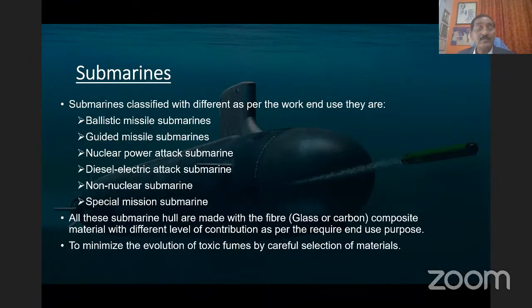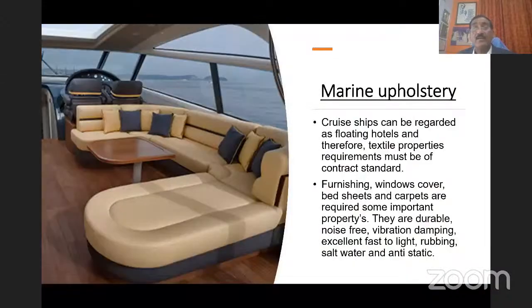And the submarine applications are, again, in the defense application in the marine side. Submarines are classified differently as per the work and use: ballistic missile submarines, guided missile submarines, nuclear power attack submarines, diesel electric attack submarines, non-nuclear submarines, and special mission submarines. All these submarine hulls are made with fiberglass or carbon. In most applications nowadays, carbon fiber composite materials are used with different levels of contribution as per the required end use purpose, to minimize the evolution of toxic fumes by careful selection of the materials in submarine applications. And even in the upholstery, marine upholstery, composite materials are used.